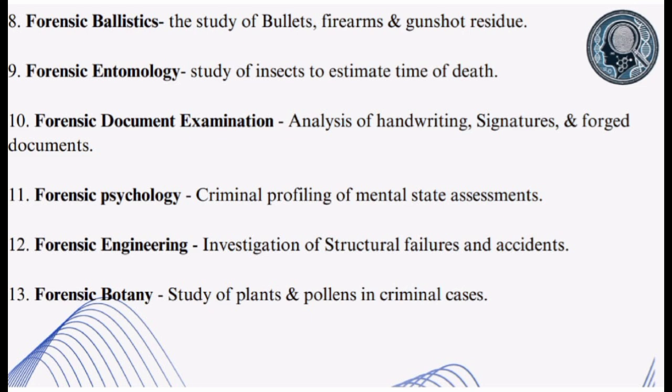Forensic entomology uses insect activity on decomposed bodies to estimate the time of death. Forensic document examination analyzes handwriting, signatures, and forged documents to detect fraud or authenticity. Then, forensic psychology, which involves criminal profiling and assessing a suspect's mental state. Forensic engineering investigates structural failures, accidents, or explosions to determine the cause. Then, forensic botany studies plants and pollen to link suspects or locations to criminal cases.